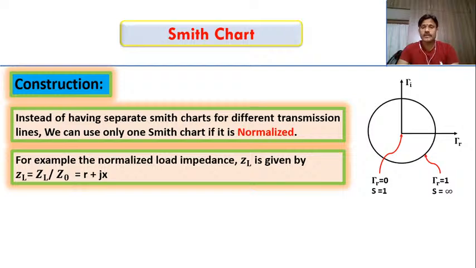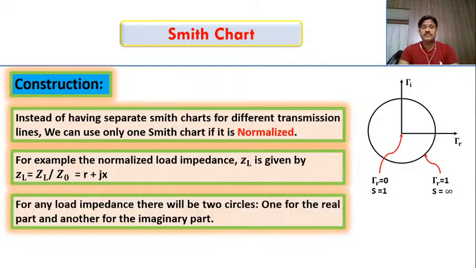Then finally we have to express this in the form R plus jX. Previously it was gamma R plus j gamma I. Now it is R plus jX in the normalized form. Here R represents the real part, and X represents the imaginary part. For any load impedance there will be two circles: one is the R circle, another is the X circle. R circles are called the real part circles and X circles are called the imaginary part circles.